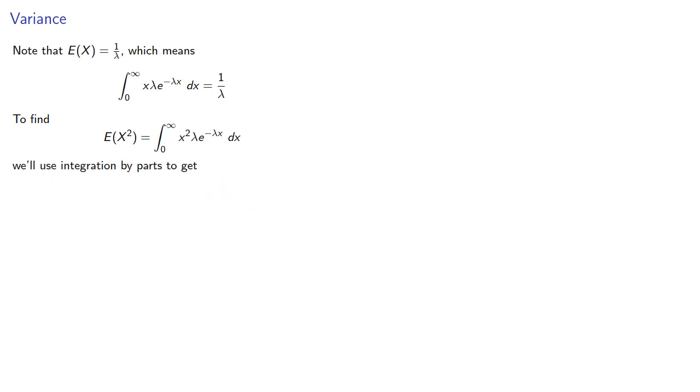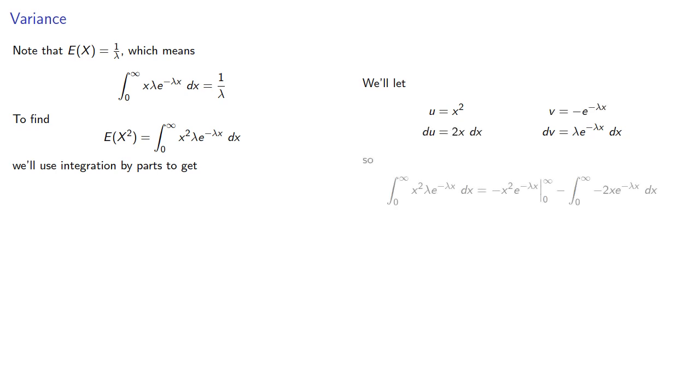We'll use integration by parts. We'll let u be x squared, dv be lambda e to the minus lambda x dx. We'll integrate to get v, we'll differentiate to get du, and so this integral becomes... Now this first term, if we evaluate it between 0 and positive infinity, we get 0. This second term, let's clean this up a little bit so we can factor out that negative 2.